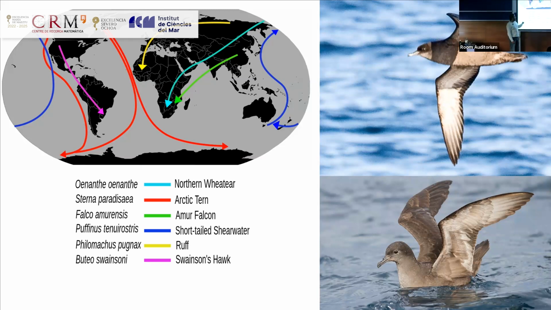Many of them are in the terrestrial environment, but also many of them in the marine environment. This is the example, for instance, of this short-tailed shearwater, the species you can see here, that breeds in Australia and New Zealand, and every single year circumnavigates the whole Pacific Ocean. So, huge migrations.